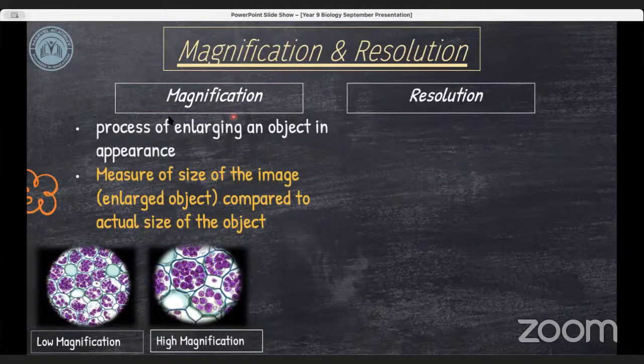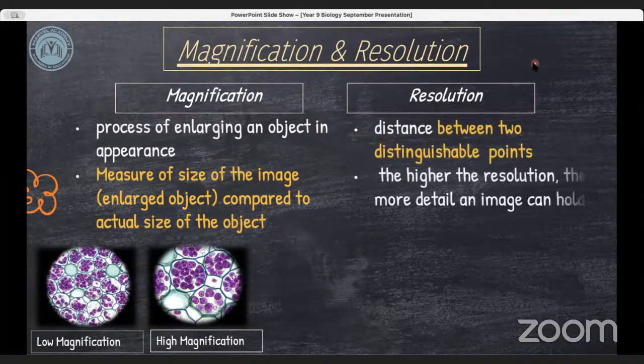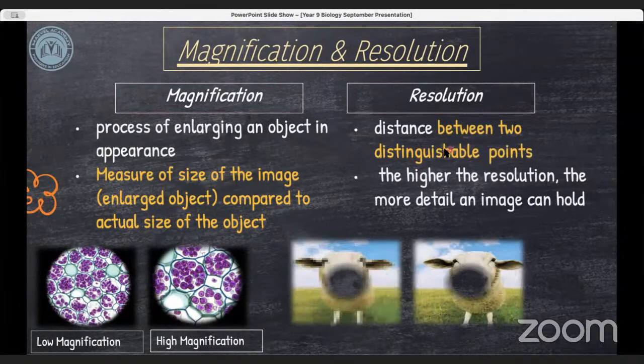Okay. Right. Now resolution. So what is magnification? Let's go back to it. The process of enlarging an object in appearance. That means how much bigger the real image is. Resolution means it is the distance between two distinguishable points. That means, children, now this is very important. If you look at this example, I'll try to show you with a small annotation. Now can you see, children, from here to here, here to here, here to here?